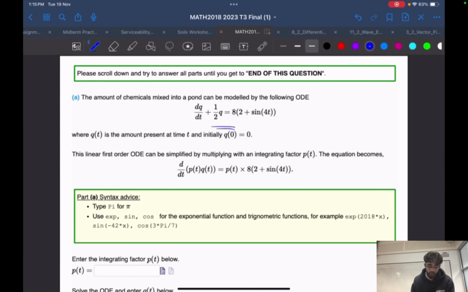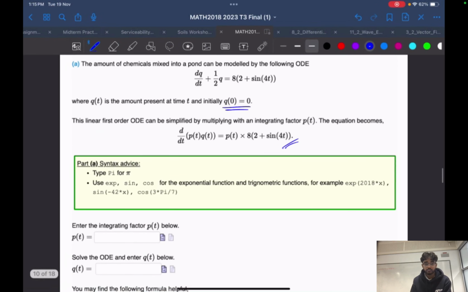Where Q of t is the amount present at time t, and they've also given us an initial condition at time equals 0. The amount present is equal to 0 as well. So at t equals 0, Q is equal to 0. So this linear first order ODE can be simplified by multiplying the integrating factor, and the equation becomes this over here.